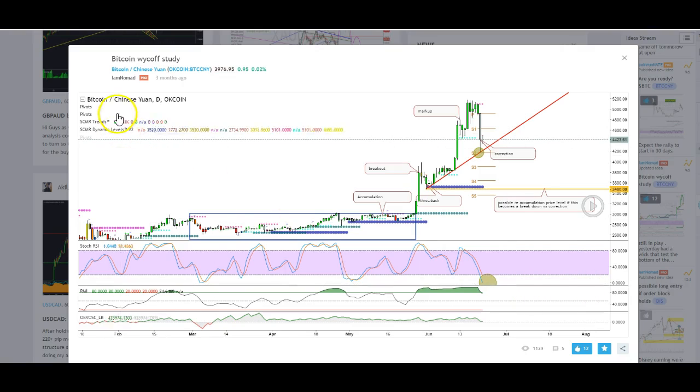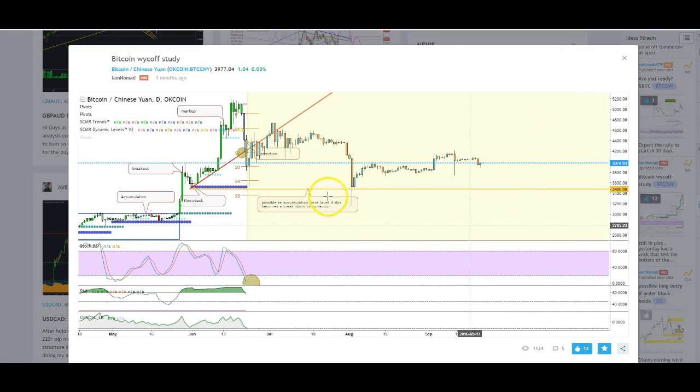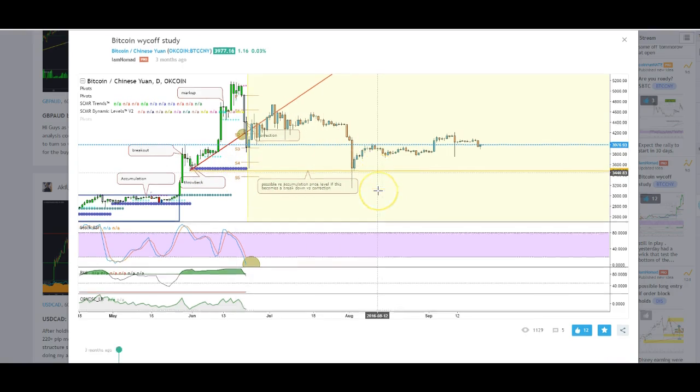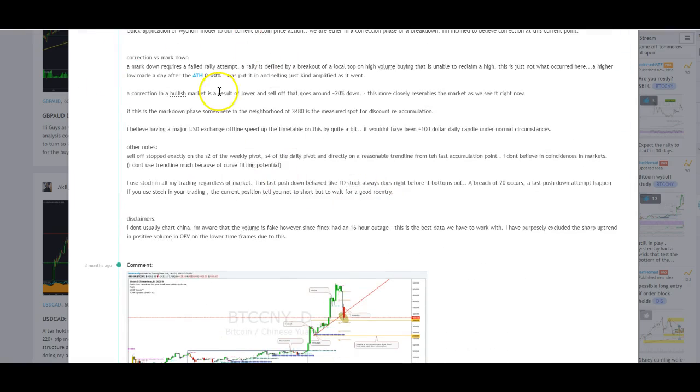And lastly, I just wanted to highlight the I Am Nomad's chart. He's been following it for at least 3 months now. He sort of labeled everything and drew it out. He also mentioned the 3480 level as far as a target for a bounce, which basically hit twice. And he talks a lot about it here.